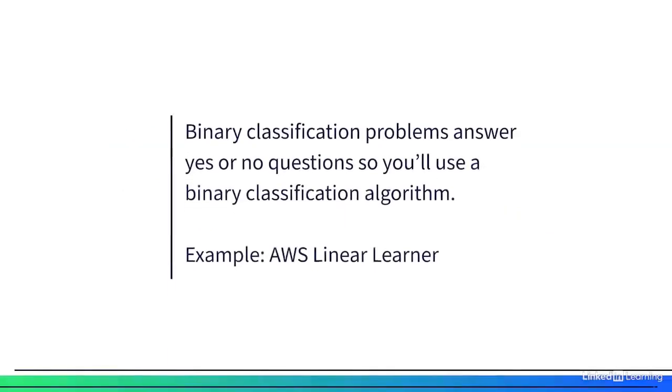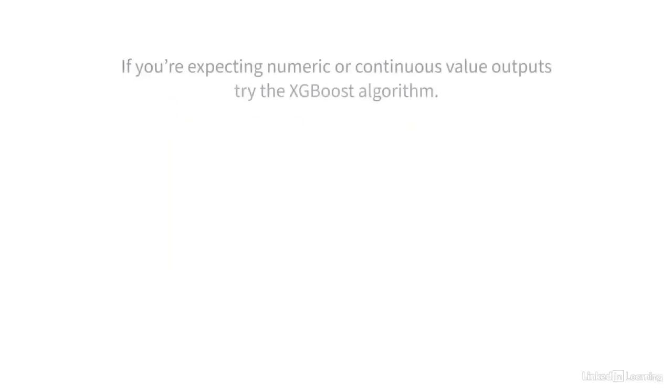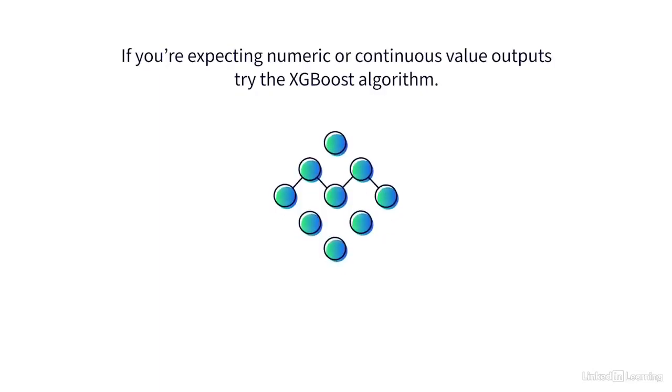For example, if I'm answering a yes or no question, I'm solving a binary classification problem, which means I'll select a learning algorithm that supports binary classification, like AWS's Linear Learner. If you're expecting a numeric or continuous value as output, you'll use the open-source XGBoost learning algorithm.